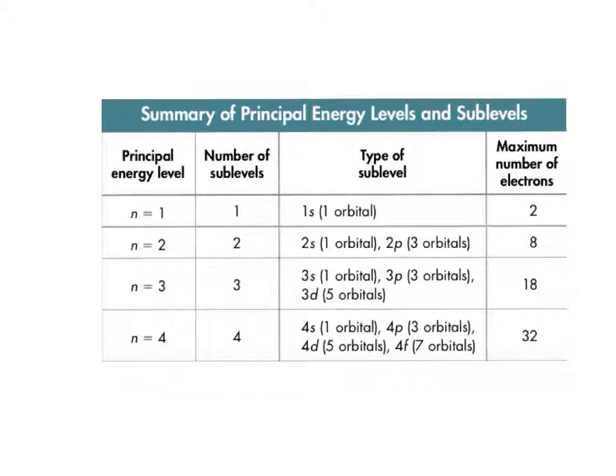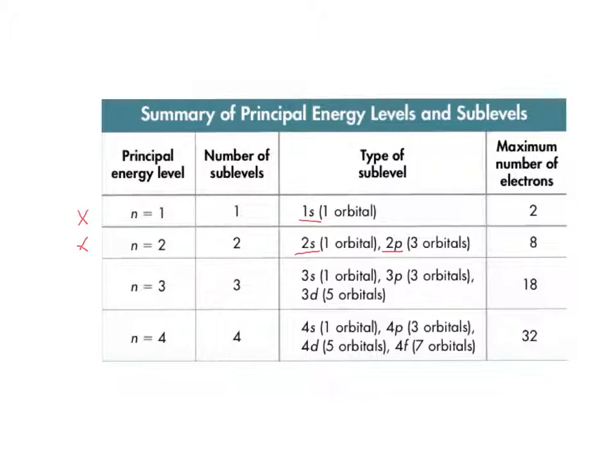As shown in this table, the number and types of atomic orbitals depend on the principal energy level. The lowest principal energy level, n equals 1, has only one sublevel called 1s. The second principal energy level, n equals 2, has two sublevels, 2s and 2p. The 2p sublevel is of higher energy than the 2s sublevel and consists of three p orbitals of equal energy. The second principal energy level has 4 orbitals.